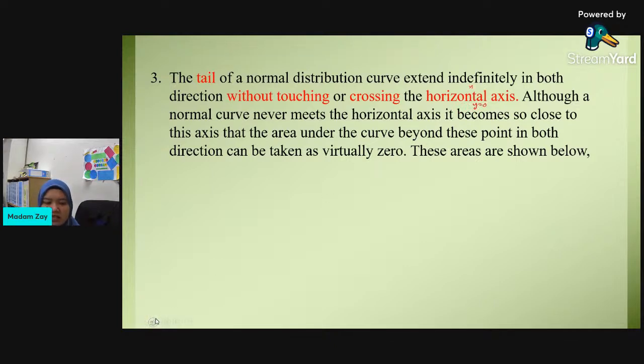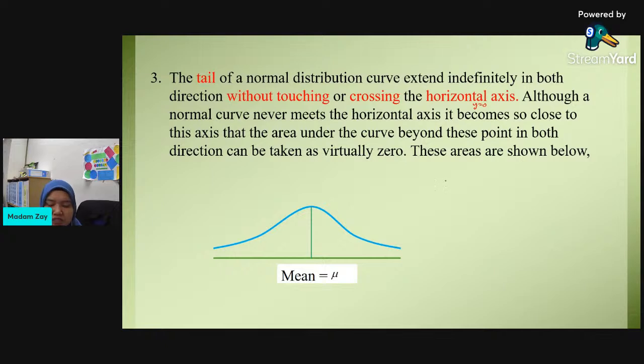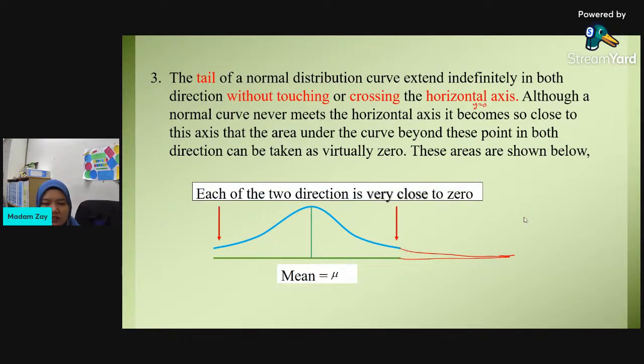Kalau kita relate dengan graph kita, dia macam x-axis lah lebih kurang. Okay. Although a normal curve never meets the horizontal axis, it becomes so close to this axis that the area under the curve beyond this point in both directions can be taken as virtually 0. Okay, sebab apa? Kalau you tengok graph dia kan, memanglah ekor ni macam dia hanya menghampiri. Tapi bila kita sampai ke hujung kan, dia betul-betul menghampiri. Kita boleh assume area dia bawah ni menghampiri kosong juga. Each of the two directions is very close to 0.